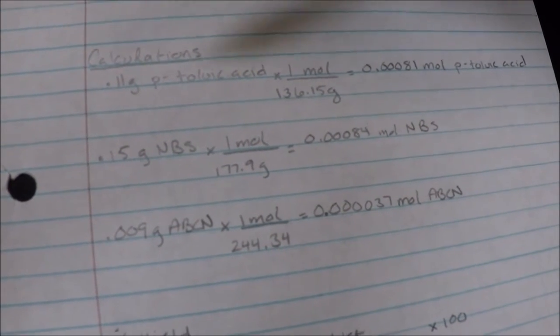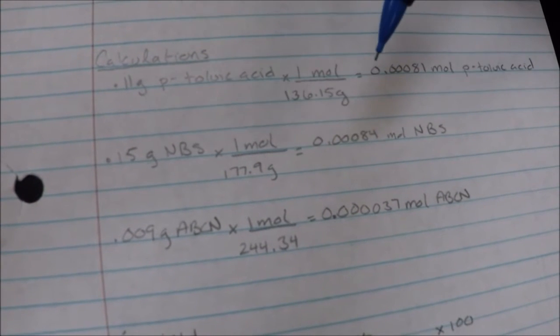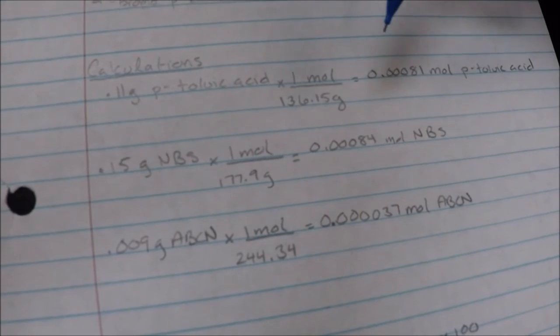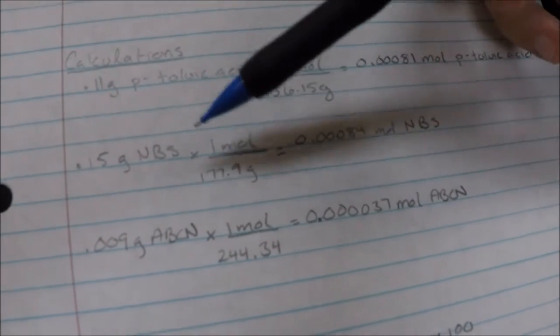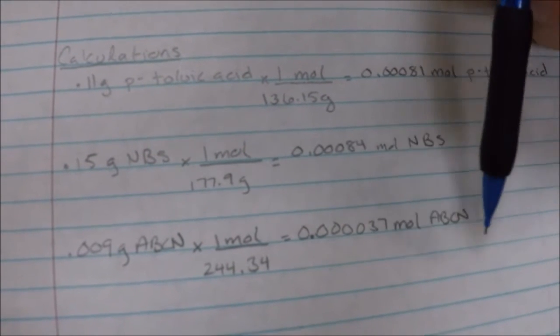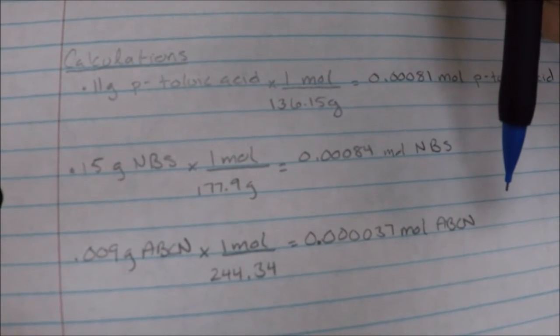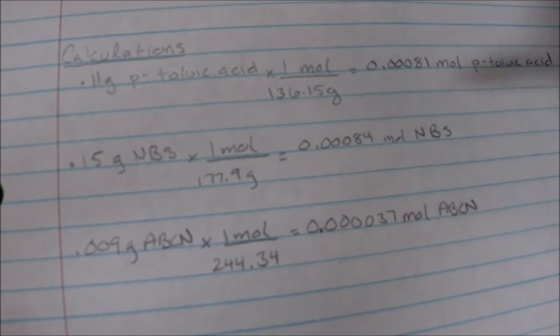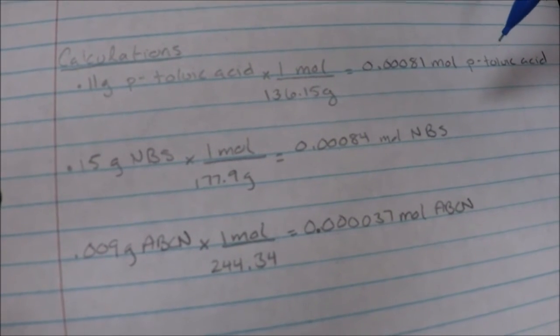As you can see, as we've gone through and done some calculations, we found out that our p-toluic acid is our limiting reactant. We did one for our ABCN just as another practice, but this isn't really part of our reaction. This is just a free radical initiator. So we're going to be using our p-toluic acid for our percent yield.